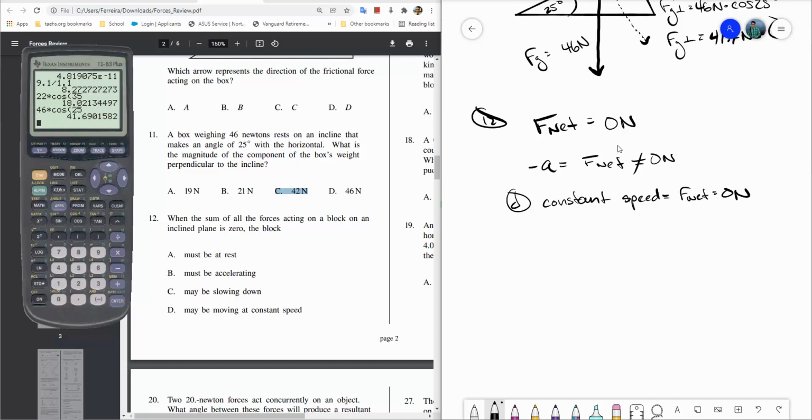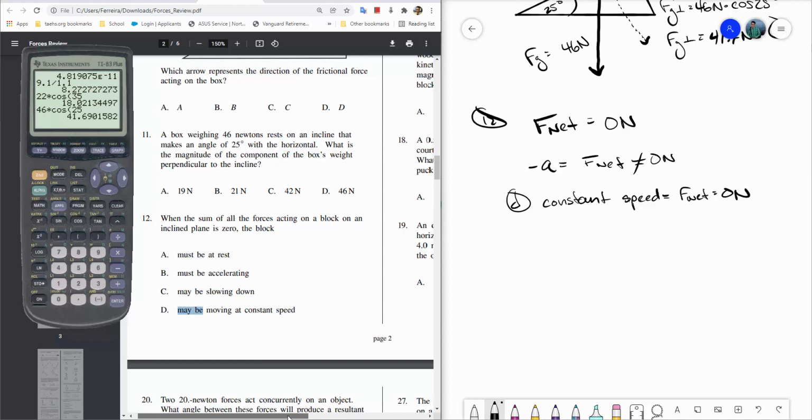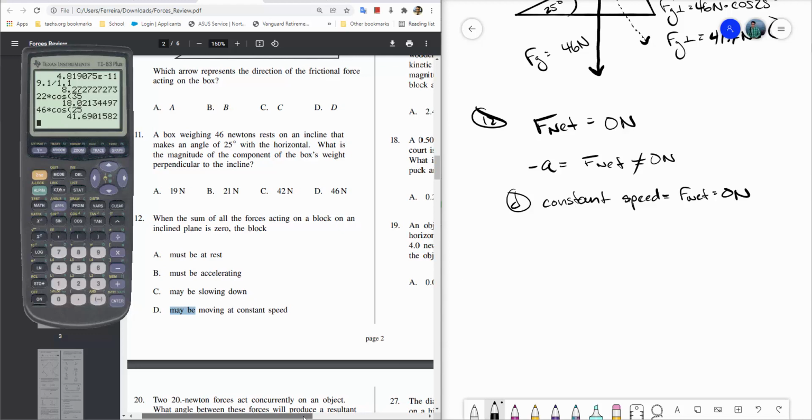And also be wary of absolutes. If you see "must be," it doesn't mean it's wrong, but you should be a little hesitant. "Maybe" is a pretty vague term. It means this could be a situation where the answer is correct, and since there's a lot of wiggle room in that answer, you should consider it a strong and likely candidate. But for number 12, D is the obvious answer. Constant speed means no unbalanced forces, no acceleration. The F net is 0.